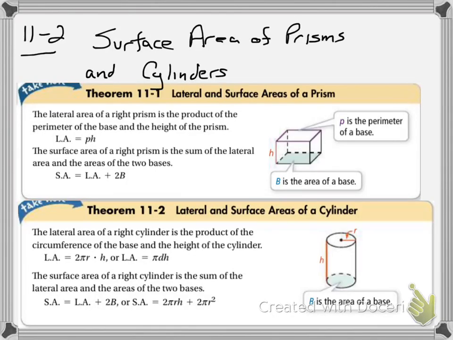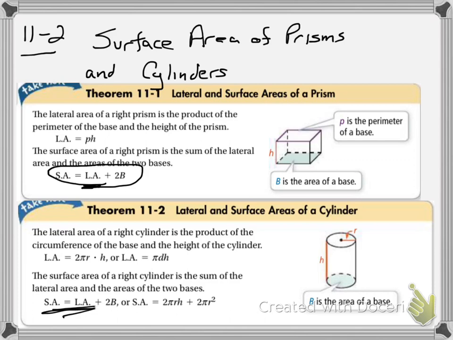11.2 is about surface area, prisms, and cylinders. Guys, remember one thing: when they're talking about surface area, it's always lateral area plus 2 times the area of the base. That's for a prism, and it's literally the same thing for a cylinder. Lateral area plus 2 times the area of the base.